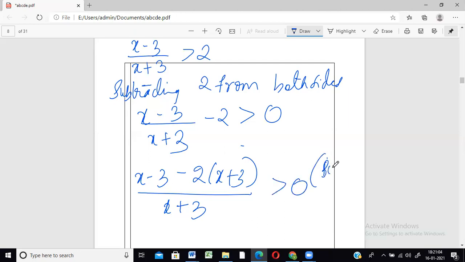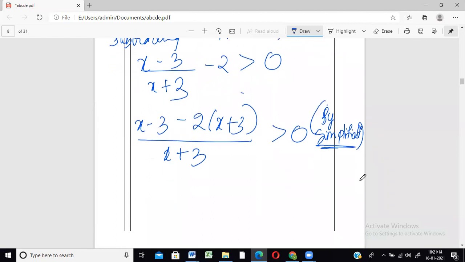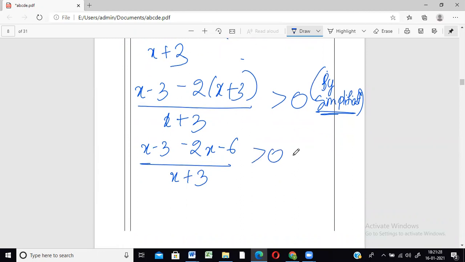How did I get this? By simplification. Okay. So I got this by simplification, just like normal simplification as we do. So now I'll open the brackets. x minus 3 minus 2x. 2 into x is 2x. Minus 2 into plus 3 is minus 6, upon x plus 3, which is greater than 0.